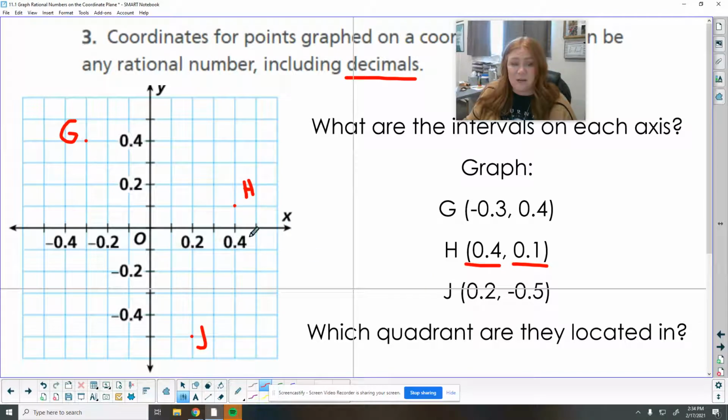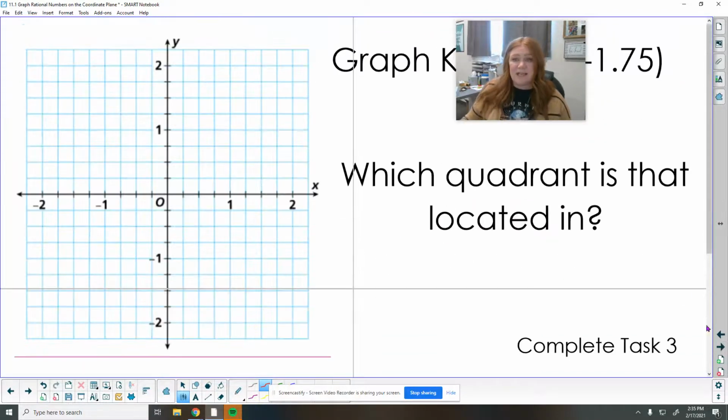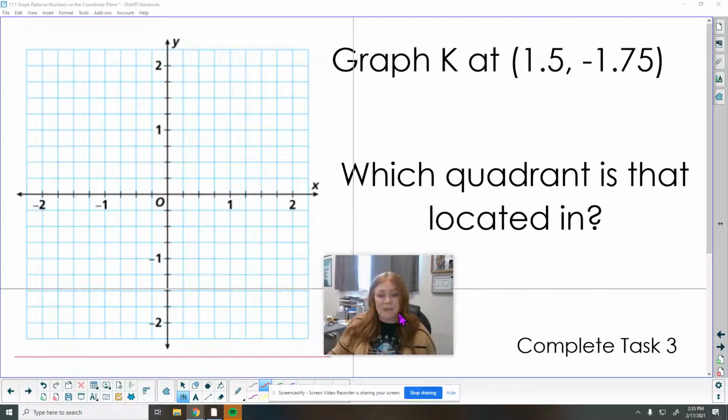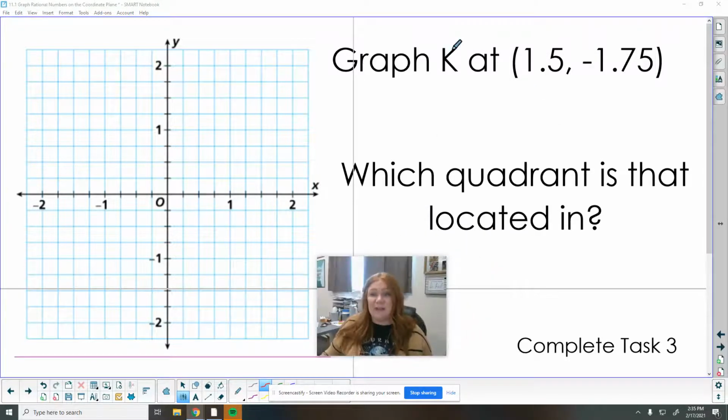What quadrant are each of these located in? So we always start here, and our positive, positive is 1. And then we work our way around 2, 3, 4.